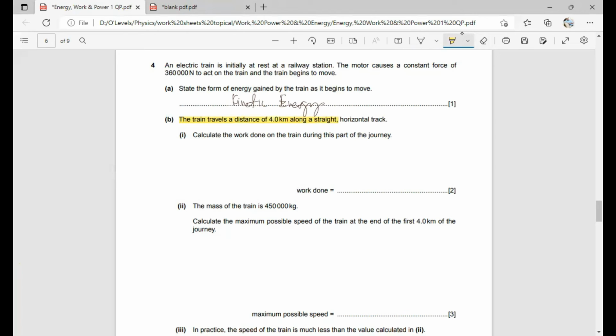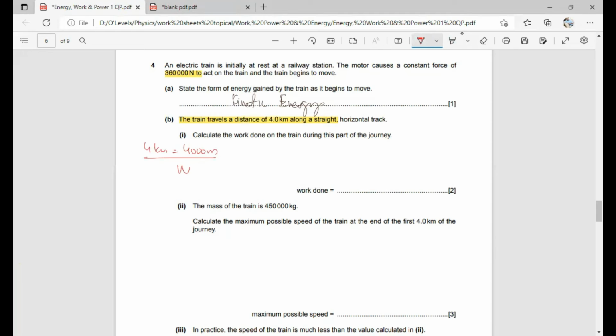Calculate the work done during the journey. Now we have the force here, and the distance value is in kilometers. So first of all, you have to convert this kilometer into meters. 4 kilometers is equal to 4,000 meters. This is your conversion.